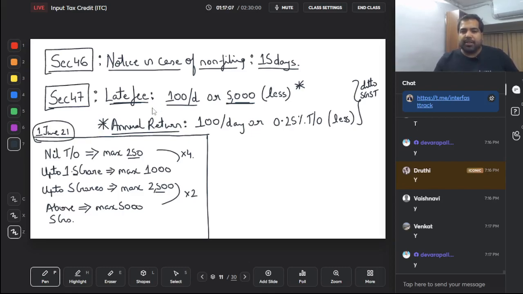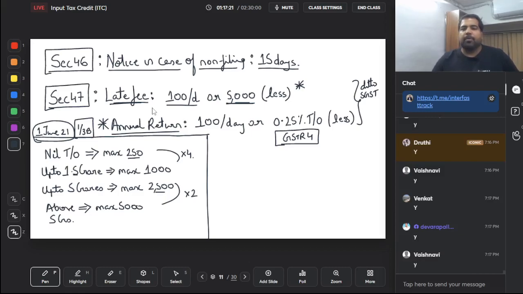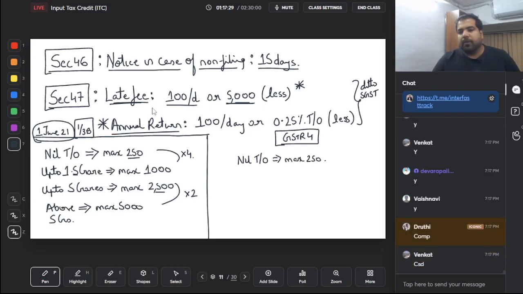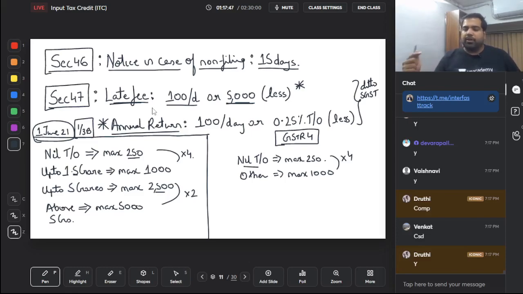And this is for GSTR 1 and GSTR 3B. But there is another GSTR called GSTR 4. Do you remember GSTR 4, guys? Who files 4 times? The composition scheme dealer. For that person, it's very simple. Nil turnover, then maximum 250. And other than nil turnover, maximum 1,000. That means, can I say it's only the first one into 4? Yes. So for a composition scheme dealer, it's nil turnover, which is 250, or other than nil, it's into 4.